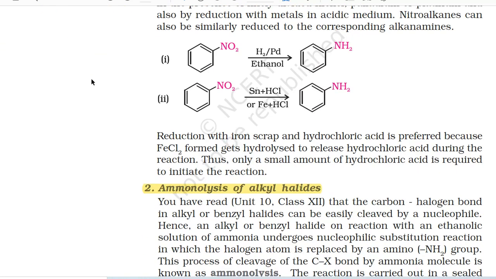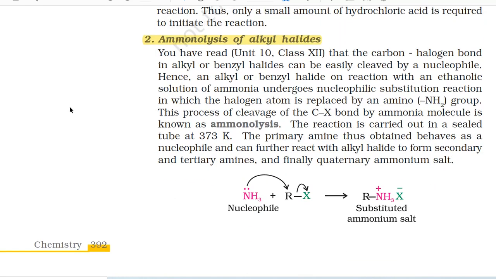Reduction with iron scrap and hydrochloric acid is preferred because FeCl2 gets hydrolyzed to release hydrochloric acid during the reaction. Thus, only a small amount of hydrochloric acid is required to initiate the reaction.